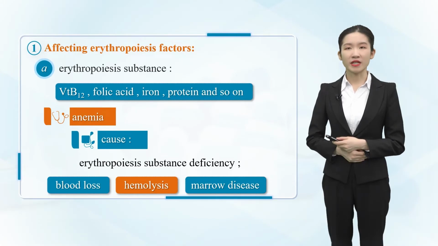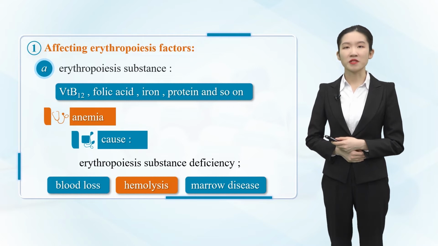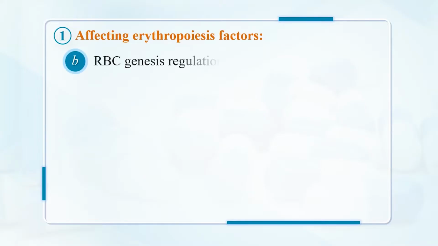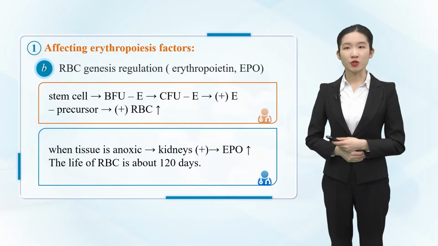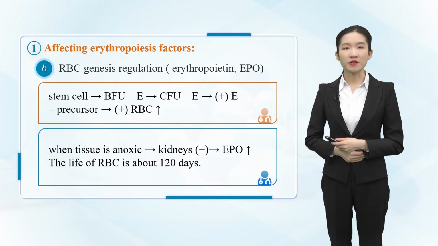There are four main reasons that can cause anemia: lack of erythropoiesis substance, blood loss, hemolysis, and marrow disease. Red blood cells genesis regulation, erythropoietin, EPO. The process is stem cell, BFU-E, CFU-E, precursor, red blood cell. When the tissue is anoxic, the release of EPO from the kidney increases. The life of red blood cells is about 120 days.